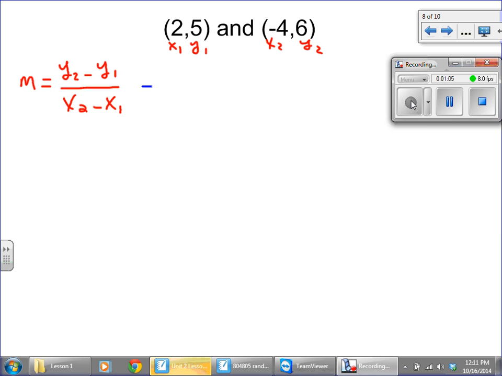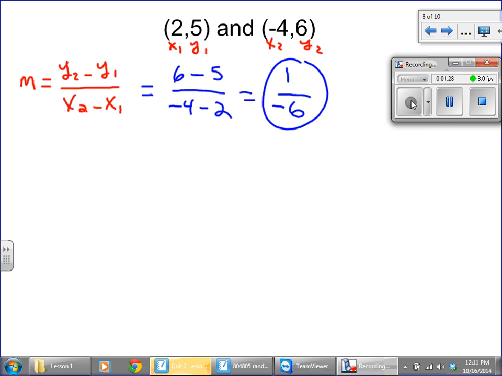Now, I'm just plugging them right into this formula. I'm going to substitute those numbers in. y2 minus y1, 6 minus 5, over x2 minus x1, negative 4 minus 2. 6 minus 5 is 1, negative 4 minus 2 is a negative 6, so that is my slope. 1 over negative 6, or if I want to rewrite that, negative 1 over 6, just writing the negative sign out in front. So that's how you use the formula.